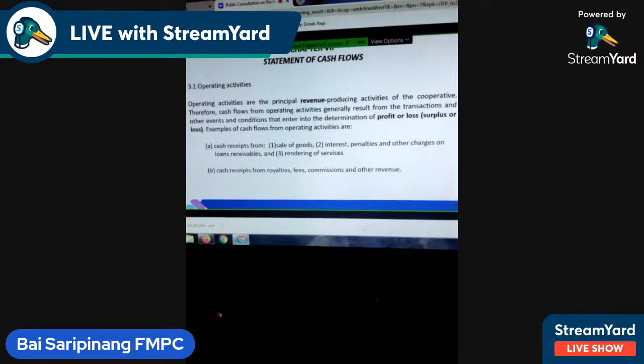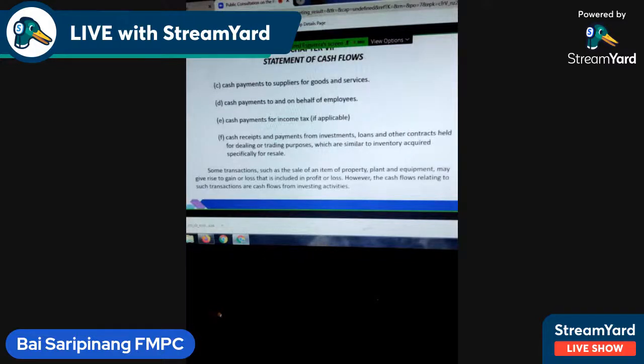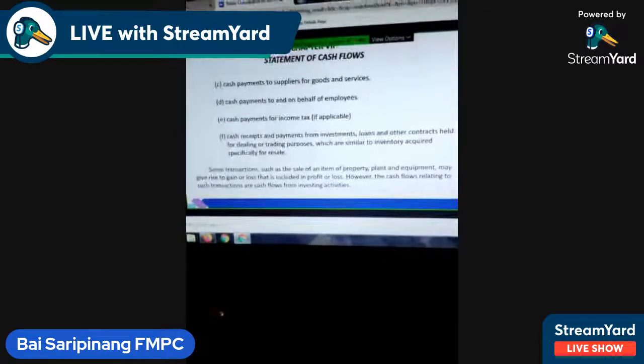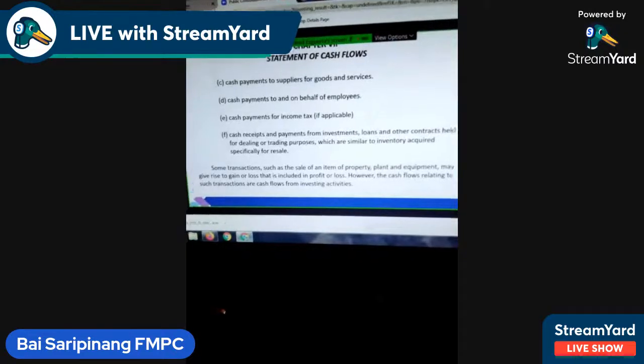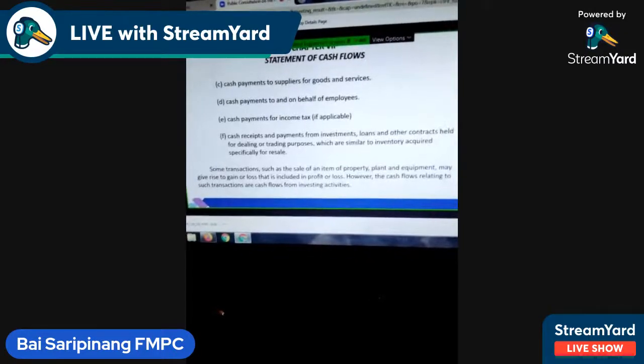The interest, the penalties, and other charges on loan receivables and rendering of service. Also, cash receipts from royalties, fees, commissions, and other revenue. So these are examples for your guidance. And of course, cash payments to suppliers for goods and services, and cash payments to and on behalf of employees. Also, we have a sample of cash payments for income tax, and that is applicable.